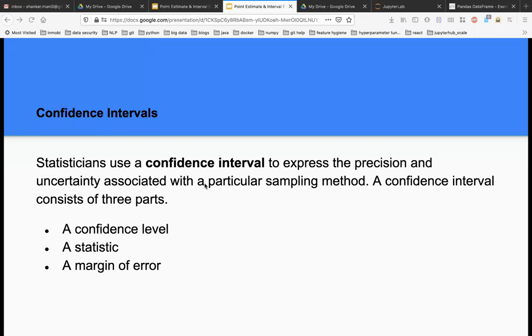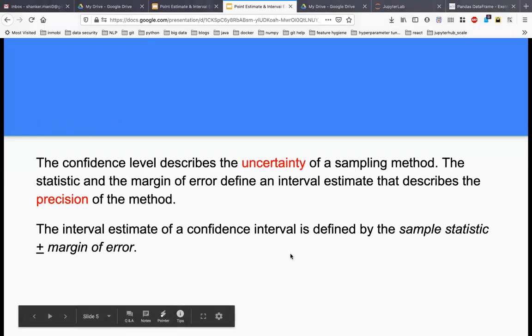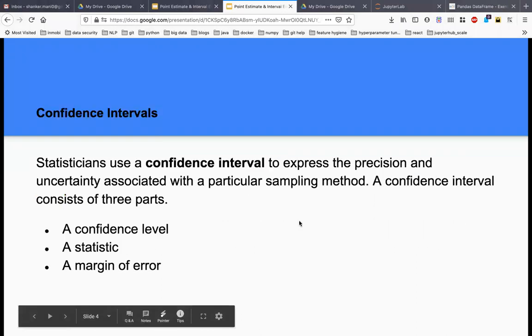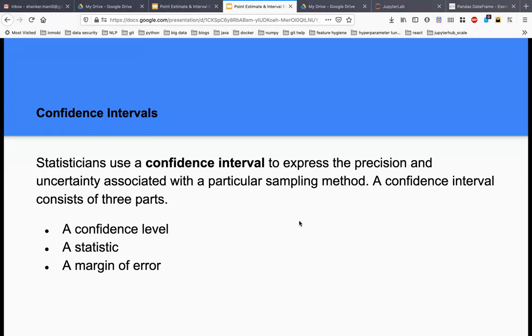Let me show you an example so that you guys will understand. One thing is we have to estimate the point estimate and the interval estimate. The confidence level is used only for the interval estimate. Point estimate doesn't have any interval. The point estimate doesn't need any confidence level. Generally you don't have any confidence associated with it.